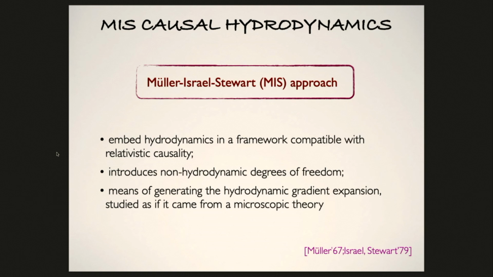And that exists. There's the Müller-Israel-Stewart approach that allows you to embed hydrodynamics and make sure that you have relativistic causality. So you basically introduce some relaxation time for the shear stress tensor, and by doing that, what happens is that, like the non-hydrodynamic degrees of freedom I mentioned that were related to quasi-normal modes of the black brane, here you also introduce non-hydrodynamic degrees of freedom, exactly because of the relativistic causality. This basically gives you a toy model that mimics what happens with the Super Yang-Mills case.